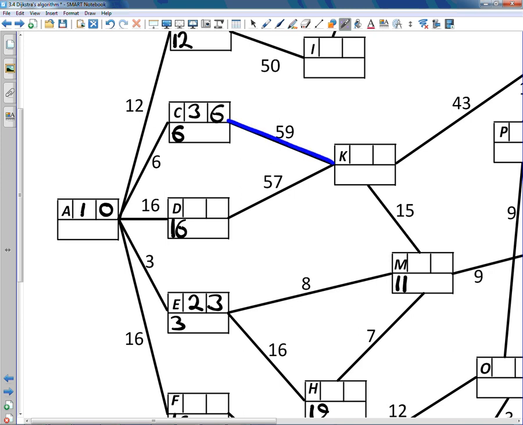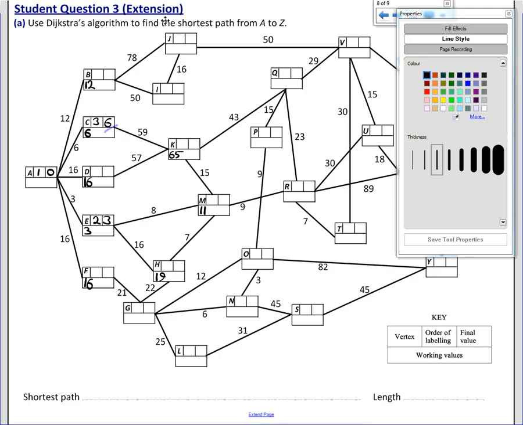Again, now that that's in our solution, we consider all the new unconnected vertices that we can get to, and we can get to K in 6 add 59, so 65. Take a step back. 12, no, 12 isn't the lowest. If you look around, we need to have a good look around, we can see that M is the lowest. So that's going to be the 4th one to be added.